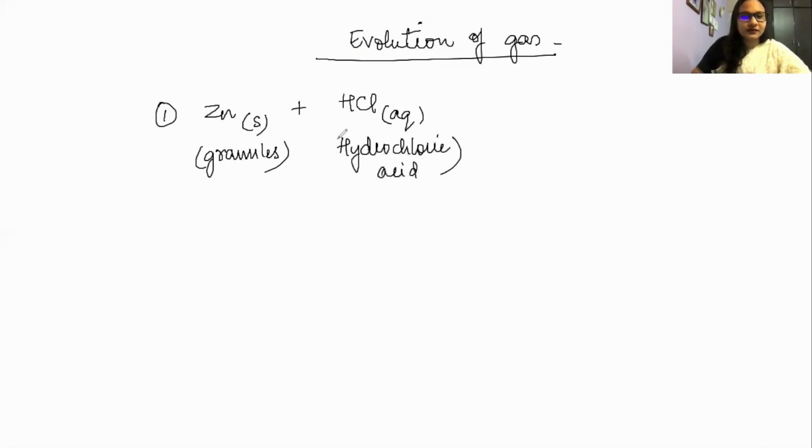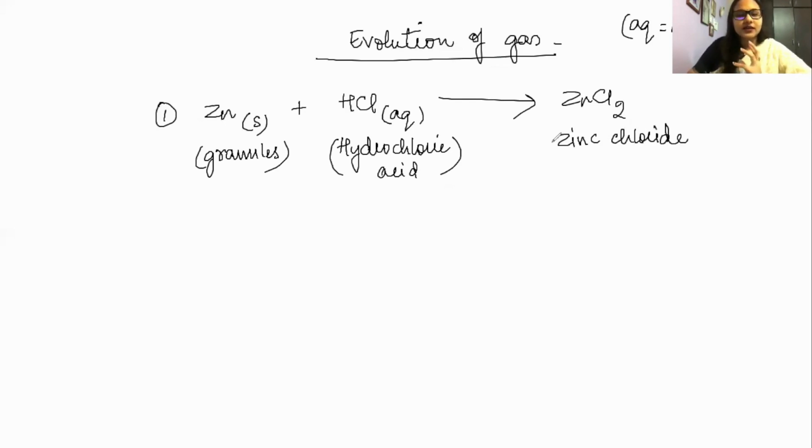AQ over here means that hydrochloric acid was prepared by dissolving hydrogen chloride in water. So AQ refers to aqueous. And S means solid. So when I add these small pieces of zinc in a beaker or a test tube consisting of HCl, it leads to formation of a substance called ZnCl2, which is zinc chloride.